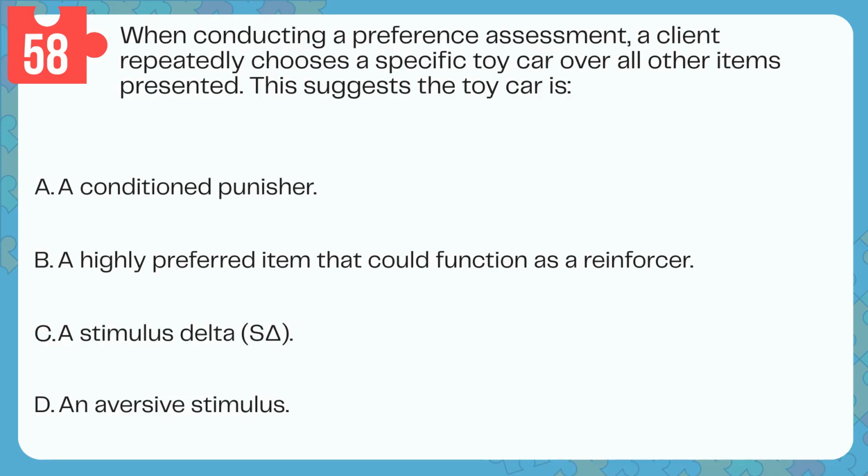Question 58. When conducting a preference assessment, a client repeatedly chooses a specific toy car over all other items presented. This suggests the toy car is A. A conditioned punisher. B. A highly preferred item that could function as a reinforcer. C. A stimulus delta, S delta. D. An aversive stimulus.